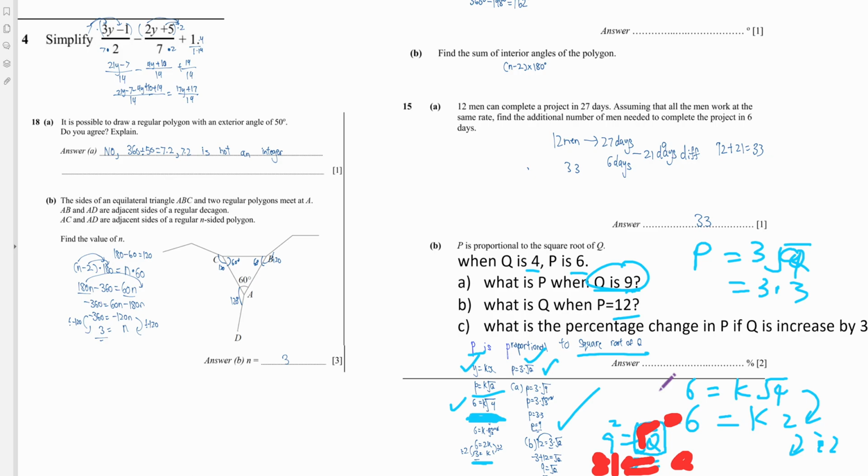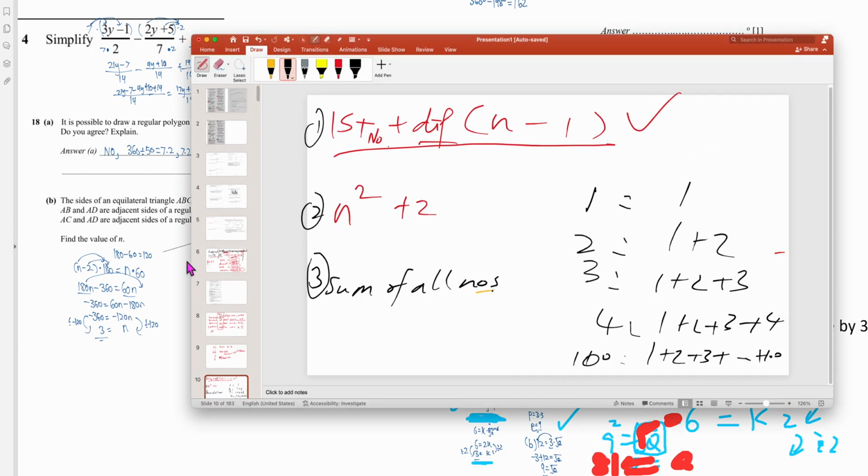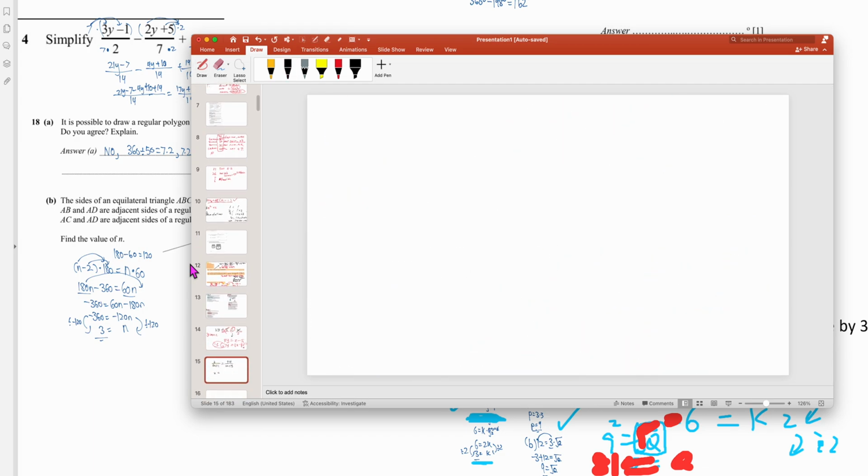When do you use the square, and when do you not use the square? Or when do you use the square root, and when do you not use the square root? You use the square when you cannot use the calculator. Or you use the square root when you cannot use the calculator. So let me give you an example.